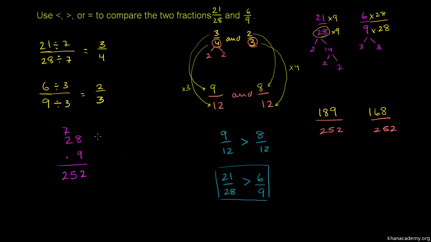Let me write that out just to make sure I didn't make a mistake. 28 times 6: 8 times 6 is 48. 2 times 6 is 12, plus 4 is 16. So right, 168. So now we have a common denominator and we can really just compare the numerators. And 189 is clearly greater than 168. So 189 over 252 is clearly greater than 168 over 252. Or that's the same thing as saying 21 over 28 is clearly greater than 6/9.